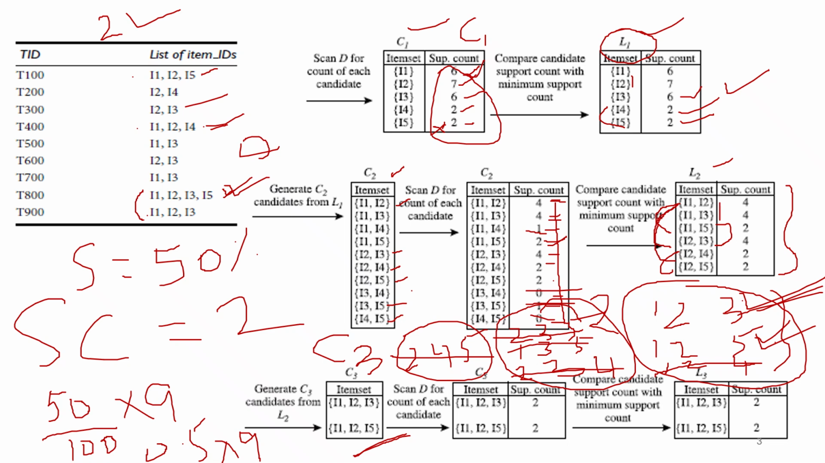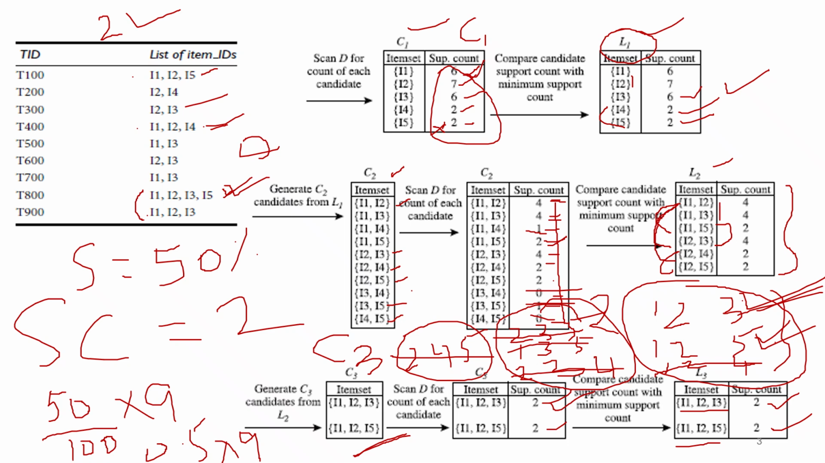So after scanning, I'm having 2 for this. Fine. So now what happens? I am taking these as the final L3, that is from C2, whichever is satisfying the minimum support count. Now, these two item sets are considered to be the frequent patterns, the frequent item sets that have been generated from this transaction through the Apriori algorithm.